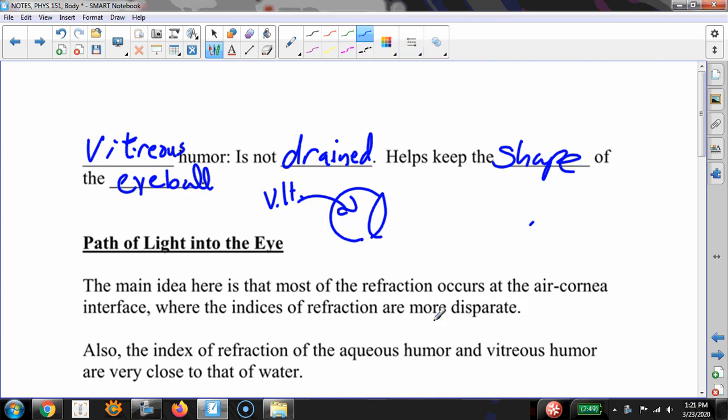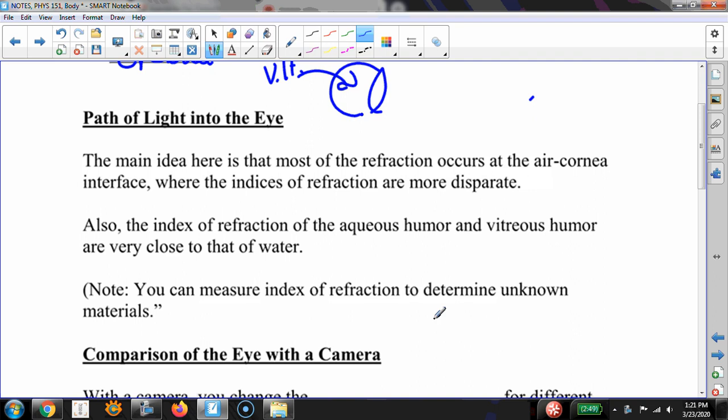Okay, so let's look at the path of light into the eye. The main idea here is that most of the refraction occurs when light enters into the cornea. As the light enters in, most of the refraction is going to occur right here. And then it's going to go through the lens, which is inside of the cornea, and that will further focus the light onto the retina.